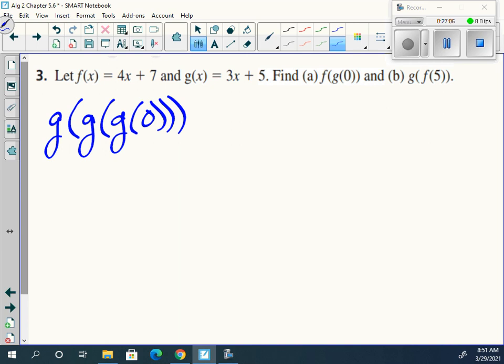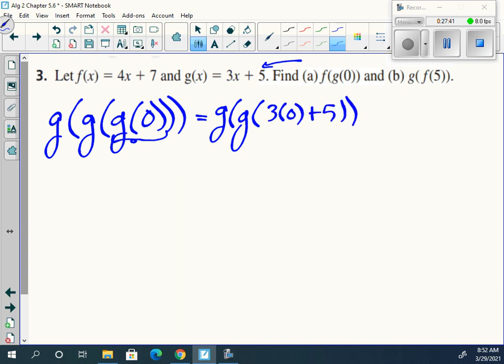The last one at the top. At the bottom, yeah, 4x plus 7 and 3x plus 5. So, again, when we work with these here, we always work from the inside out. Yes? Bless you. So we're going to start out with g of 0. So I'm going to plug 0 into g of x, which would give us what? 3 times 0 plus 5.